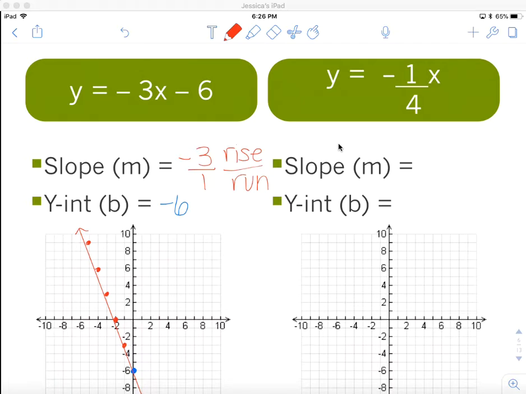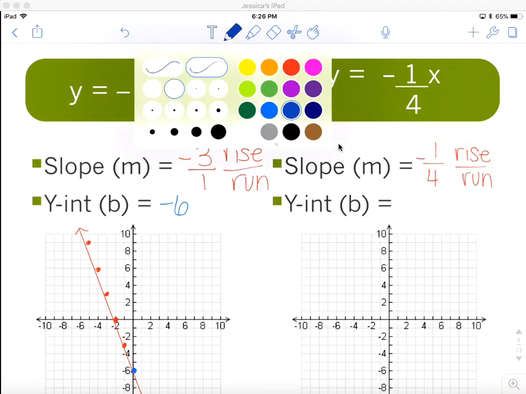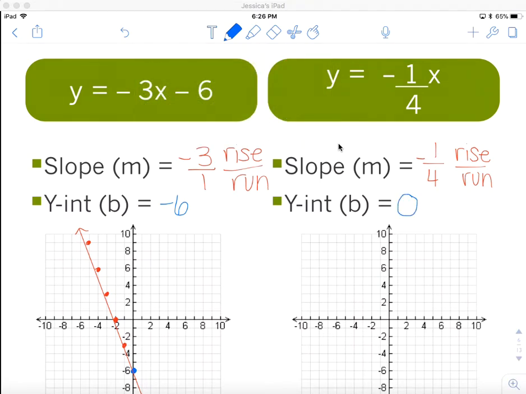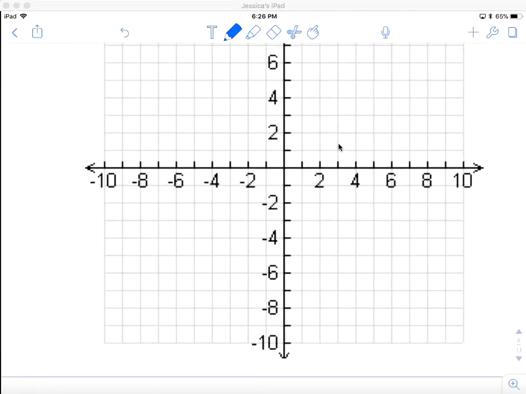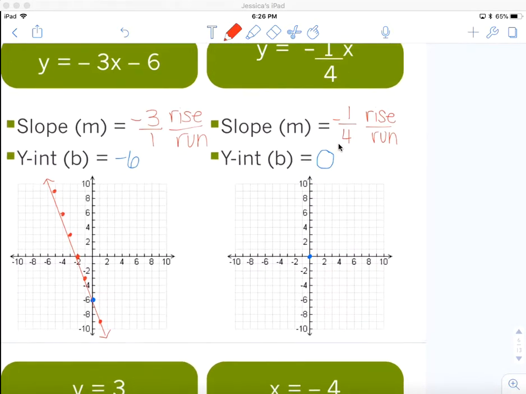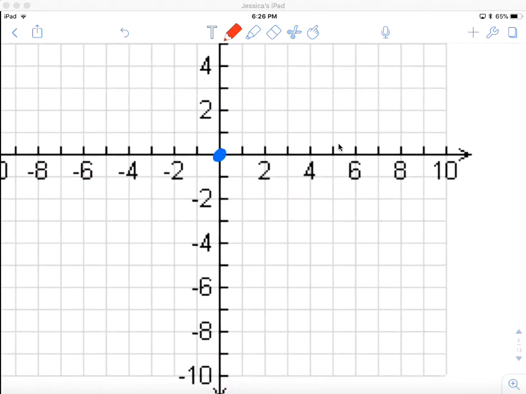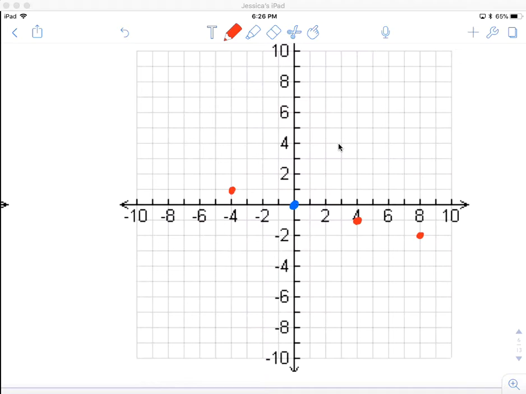On this graph, my slope is -1/4, so it's set up for rise over run. And then since I'm not adding or subtracting anything to it, that means my y-intercept is 0. So I'm going to start at 0, plot my first point, and then I'm going to move down 1, right 4. If I go up 1, then I go left 4 to keep my slope negative. And then I connect my points.